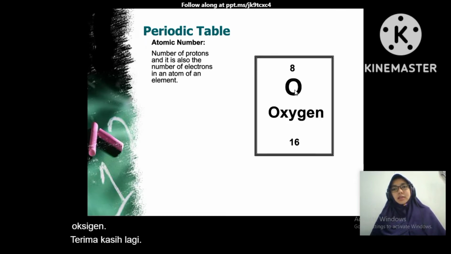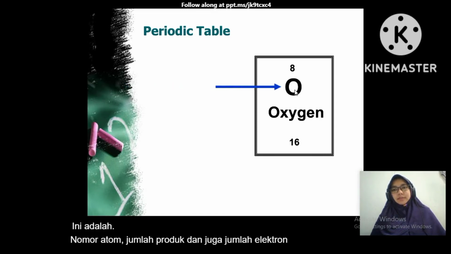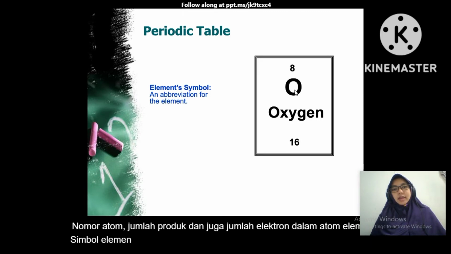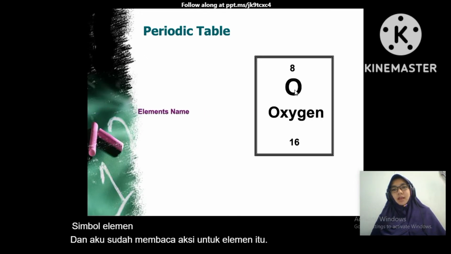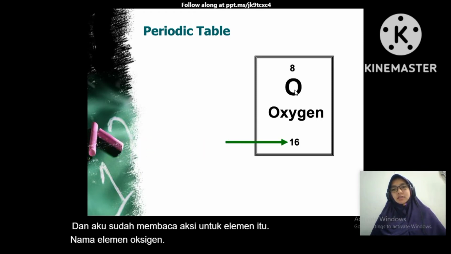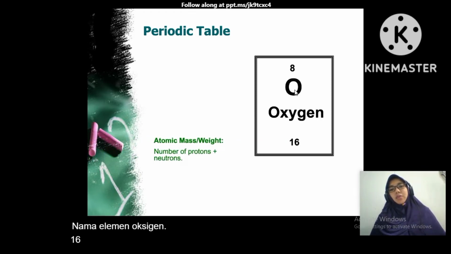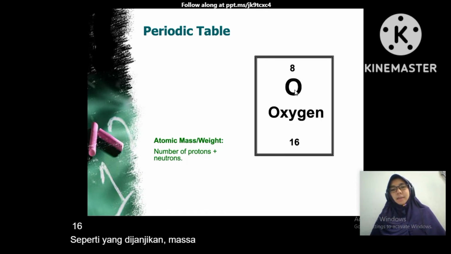Oxygen, 8. Its atomic number is the number of protons, and it is also the number of electrons in an atom of an element. O, element symbol, an abbreviation for the element. Oxygen, the element's name. 16, atomic mass or weight, number of protons plus neutrons.